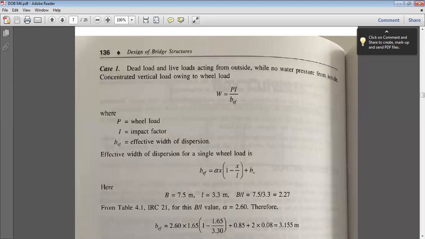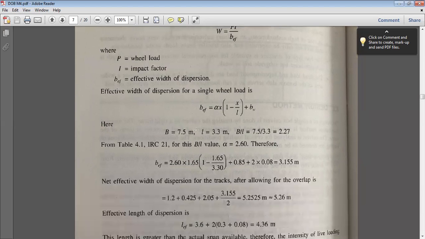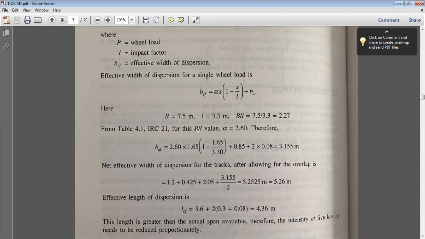So that is W is equal to P by E, or you can call it as B effective. Anyhow, E is small e, which I have explained in the previous class. It is the width of dispersion. You can also denote it as B effective. Effective width of dispersion for a single load is, as you have designed in the slab bridges, B effective is equal to alpha x (1 minus x by L) plus bw.